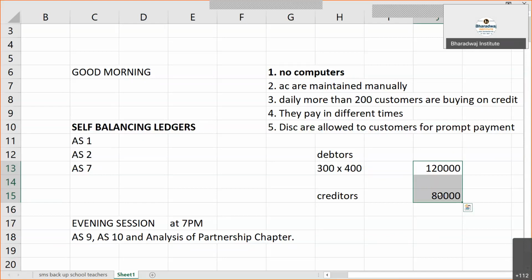Is it possible for you to complete these 2 lakhs entries without errors? Definitely not possible. Some errors might come. So at the end of the year, we want to verify. Or once in 3 months, we want to reconcile or verify by preparing self-balancing ledgers.